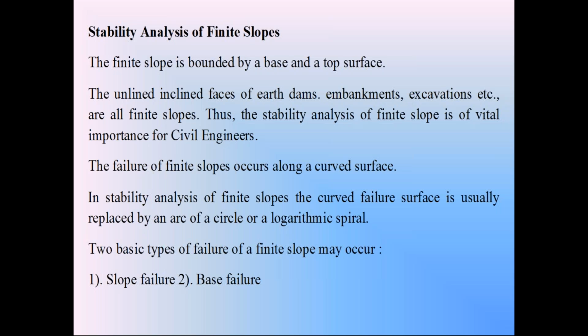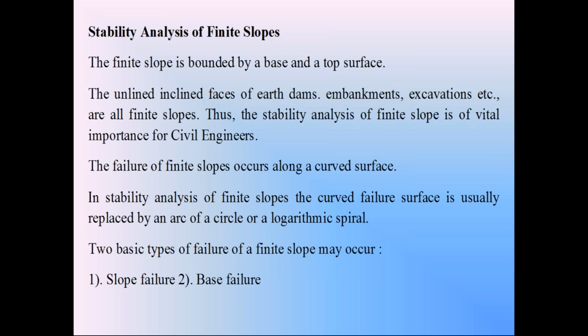One is called the rotational failure. We know that the rotational failure happens along a curved failure surface. I already explained this in the previous classes. The rotational failure happens on a curved failure surface, and the wedge failure happens on a plane failure surface. Most finite side slopes are subjected to either the rotational failure or the wedge failure.